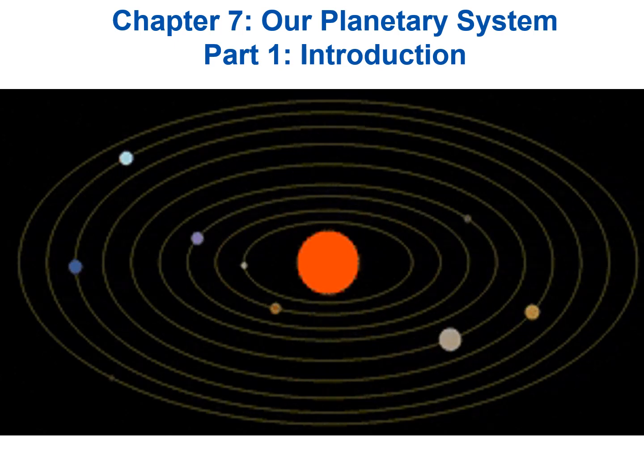This is the beginning of Chapter 7, Our Planetary System, and this is Part 1, a brief introduction to our solar system. We've spent the semester so far looking at a general overview of astronomy and also learning the fundamental principles of physics and chemistry needed to understand astronomy. And now we're getting into the in-depth study of the things out there in the heavens. And we're going to start local, looking at our solar system.